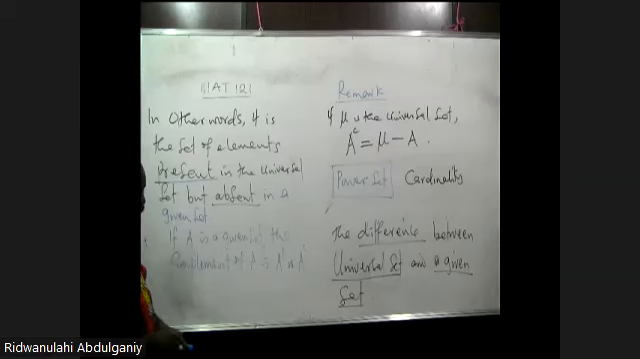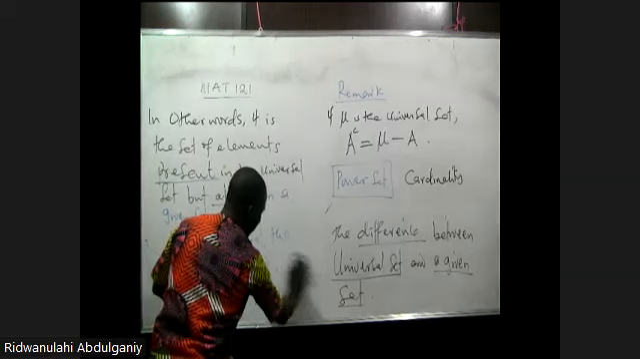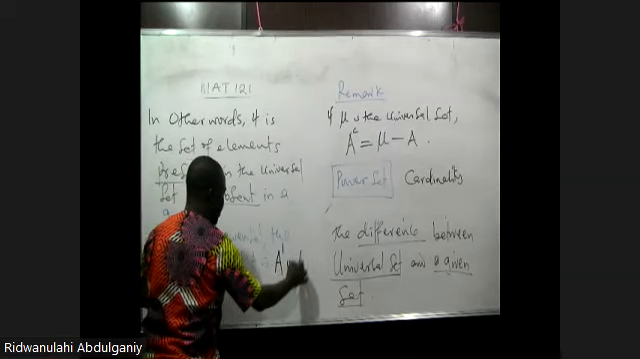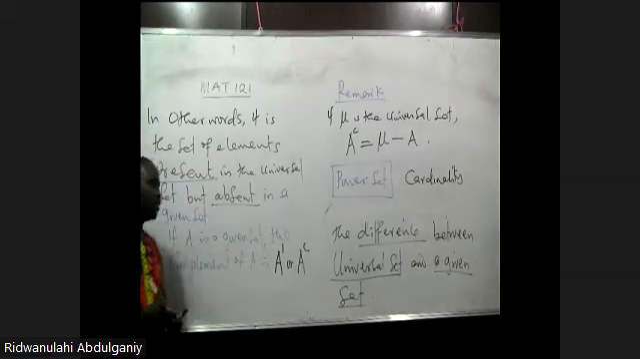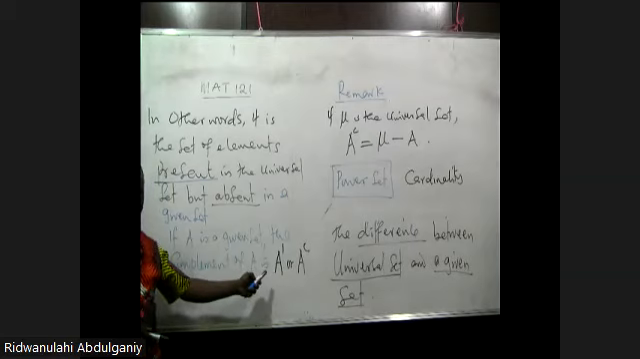Okay. If A is a given set, let me dictate. If A is a given set, comma, the complement of A is A prime, or A raised to power C. Did you see that way now? Did you see the black marker?